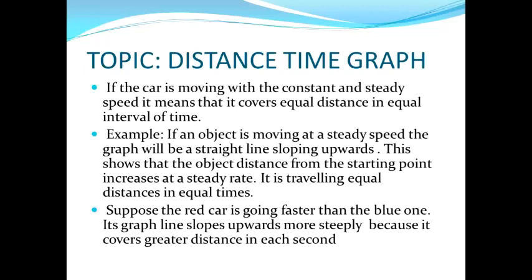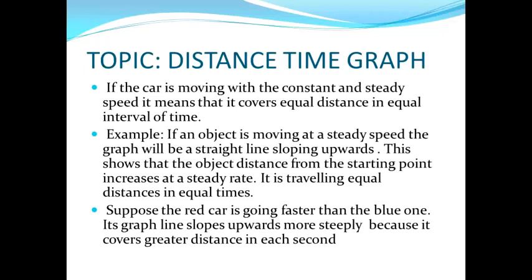If an object is moving at a steady speed or constant speed, the graph will be a straight line sloping upward. The graph slope is in the upward direction if the object is moving with a constant and steady speed. This shows that the object's distance from the starting point increases at a steady rate. It is traveling equal distances in equal times.